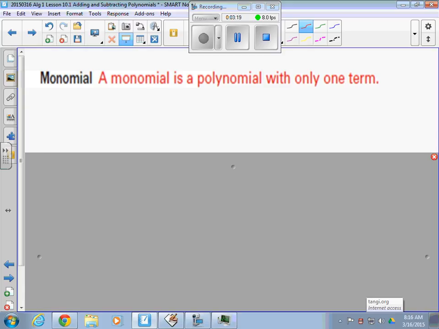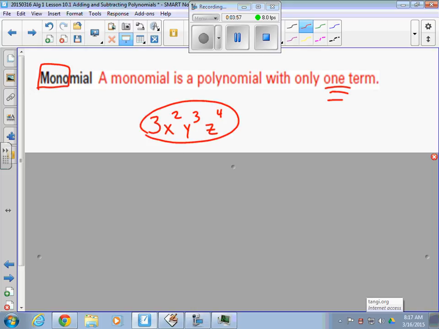Then you have 3 definitions right with each other: a monomial, binomial, and a trinomial. A monomial, mono, is one term. Something that has one term. Now, don't get confused with the fact that 3x squared y to the third z to the fourth is a monomial, even though you can clearly see there are 4 things up there. That is a monomial. Polynomials are separated by addition and subtraction. So this is one term consisting of 4 factors.